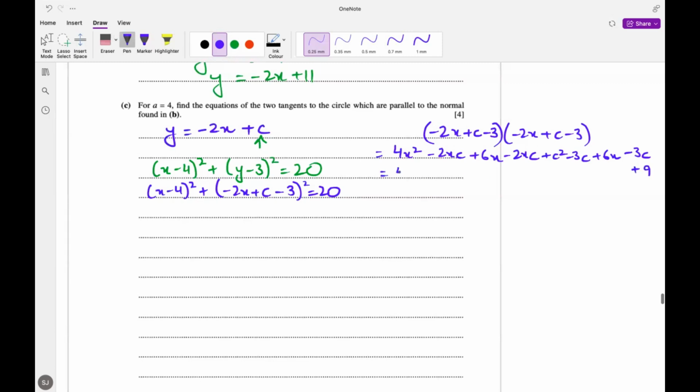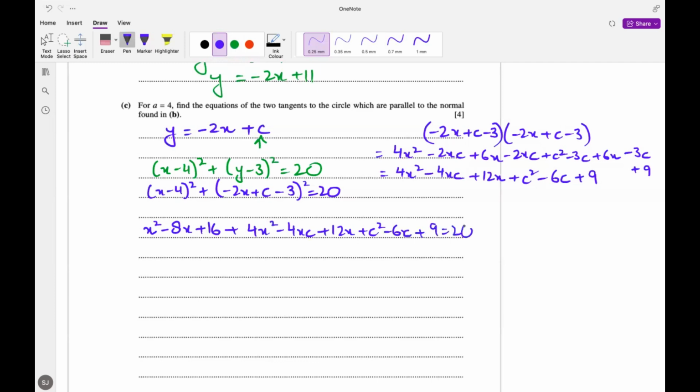Simplifying this equation, we'll get 4x squared. Minus 2xc minus 2xc will become a minus 4xc. 6x plus 6x will become 12x. And then we'll have plus c squared. Minus 3c minus 3c will be minus 6c, and plus 9. So the expansion of (x - 4) whole squared will be x squared minus 8x plus 16. And in place of (-2x + c - 3) whole squared, we can write 4x squared minus 4xc plus 12x plus c squared minus 6c plus 9 equals 20.